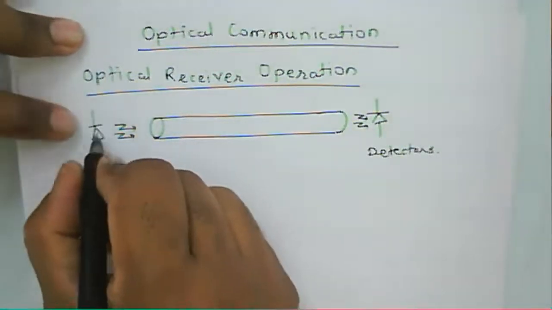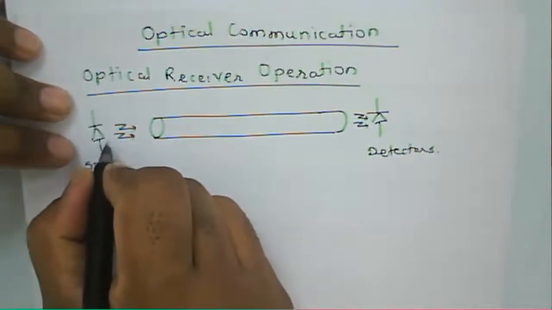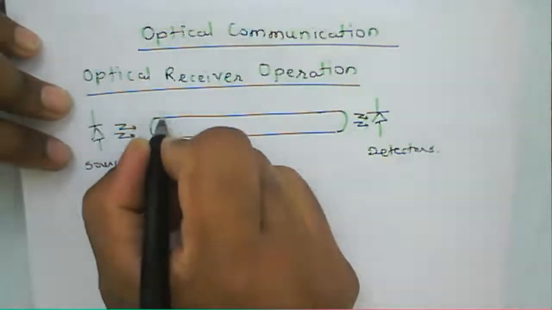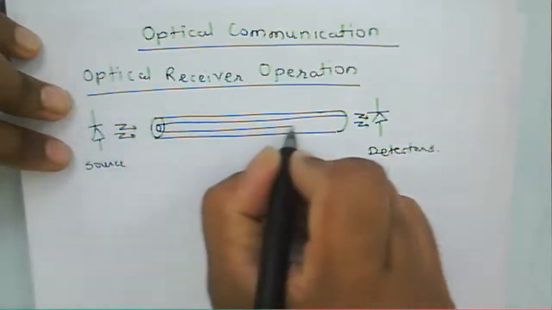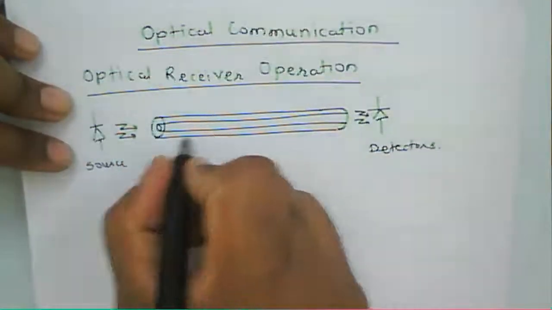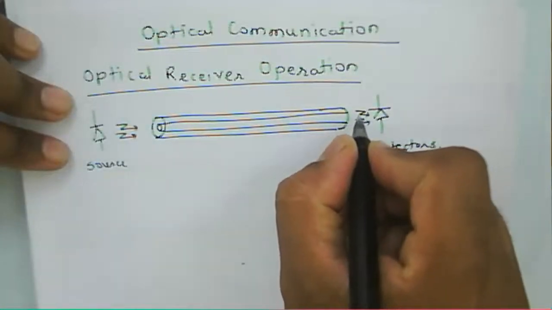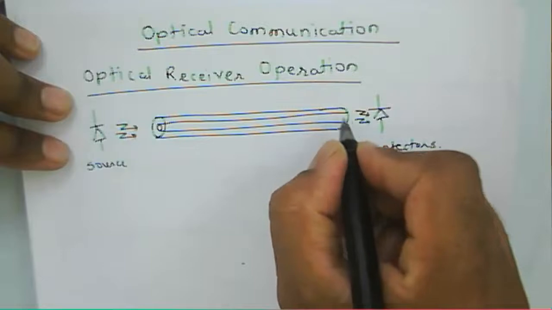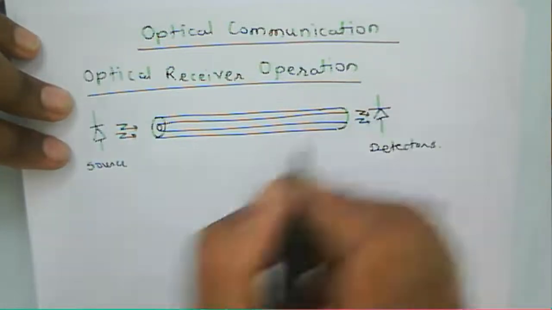Now what is this source? It can be a light emitting diode or a laser. It emits photons of light. Then the light propagates through this fiber. We have the core and a cladding layer here. That light propagates through the fiber, comes out from this end, and then falls on the detector.